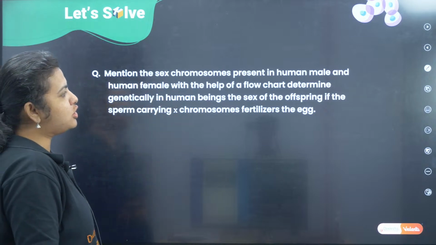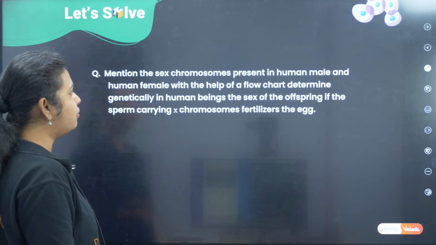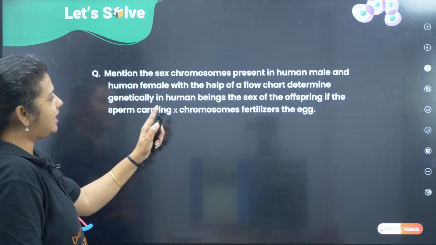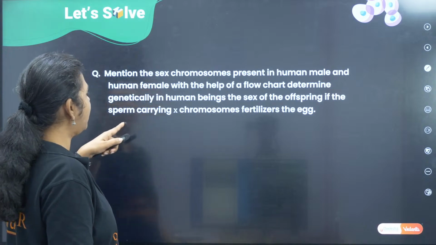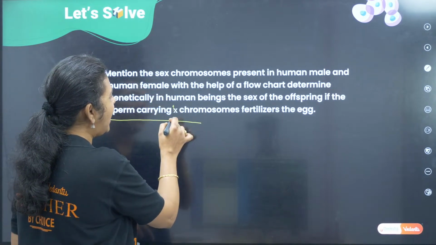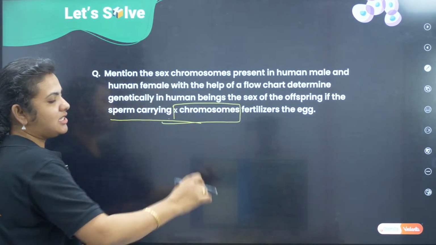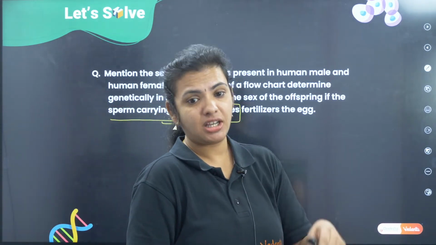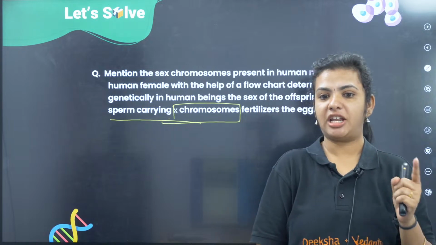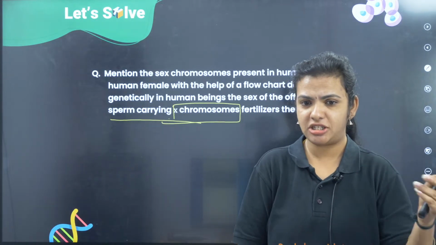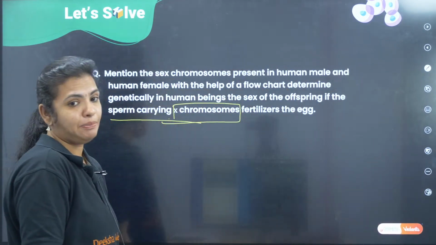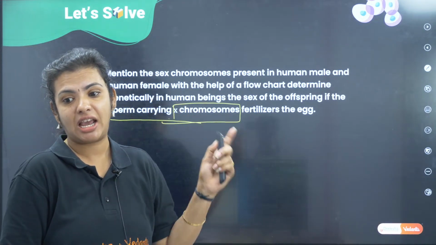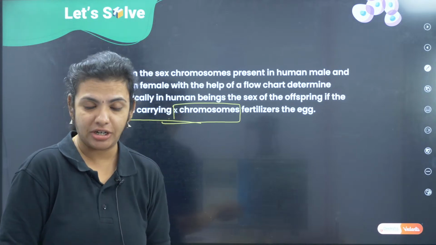Mention the sex chromosomes present in human male and human female with the help of a flow chart. Determine genetically in human beings the sex of the offspring if the sperm carrying X chromosome fertilizes the egg. Again, this is an analysis question based on sex determination. I told you, be thorough with the sex determination, very simple. Concept is the same. Children, concept is the same, but the question they have asked is in a different manner.